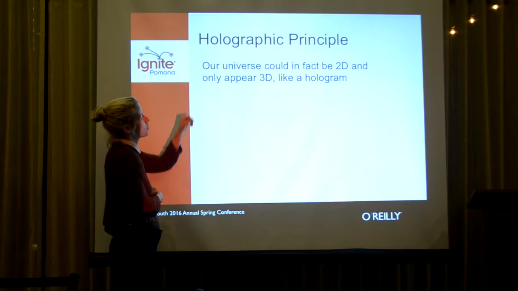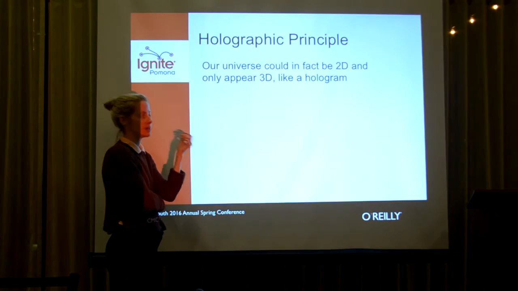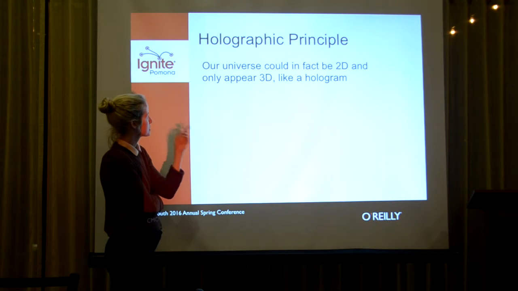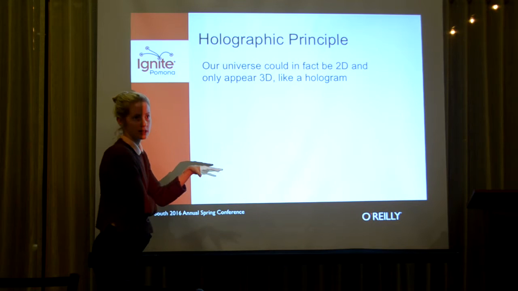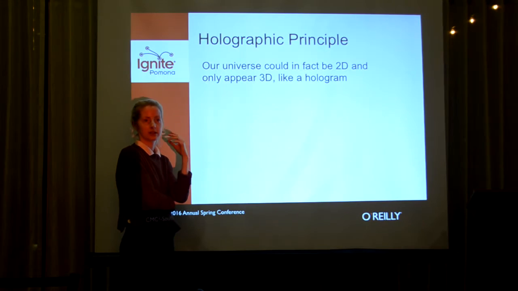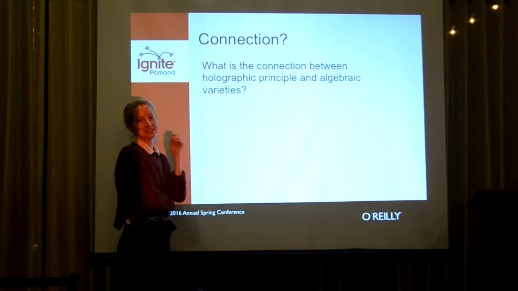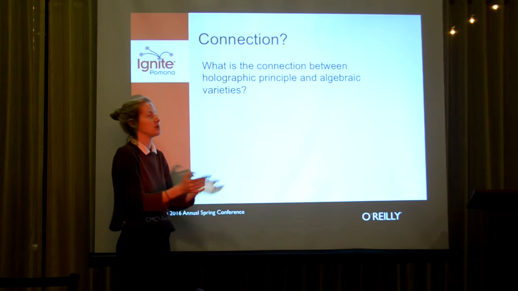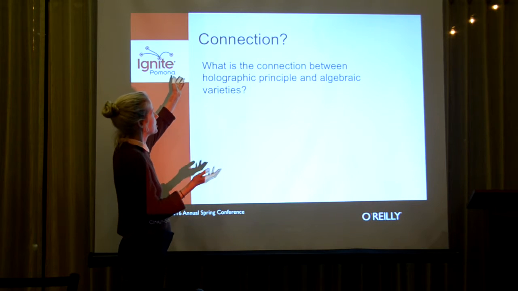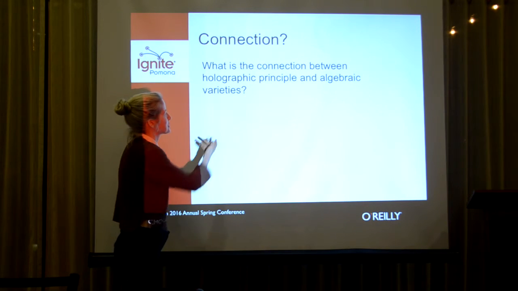Susskind at Stanford, and I met him, he's awesome, coined the holographic principle: that our universe could in fact be just 2D. It can only appear 3D, right? So we're not really here, this already happened. And it's encoded on the boundary, some 2D boundary we're encoded on. It totally makes sense. What is the connection between the holographic principle and algebraic varieties?